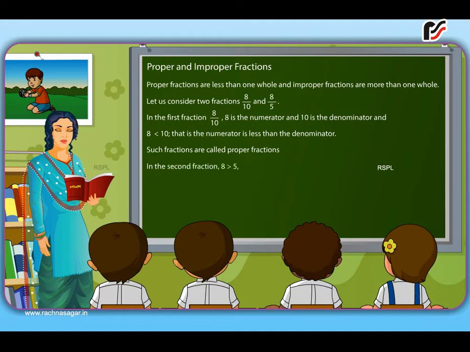In the second fraction, 8 is greater than 5, that is, numerator is greater than the denominator. Such fractions are called improper fractions.